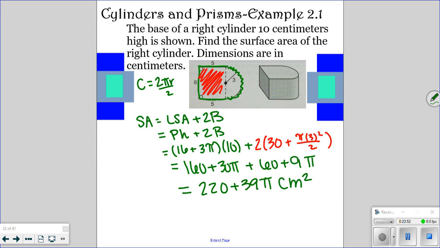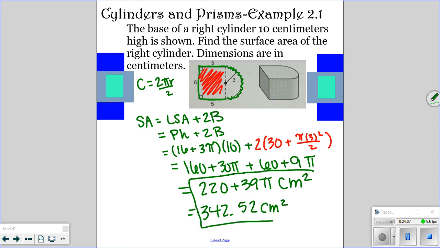Or if you wanted to make that a decimal, you could have that answer. So either one of these would be fine with me. I personally usually leave it in pi format, but you don't have to. You can make it a decimal.